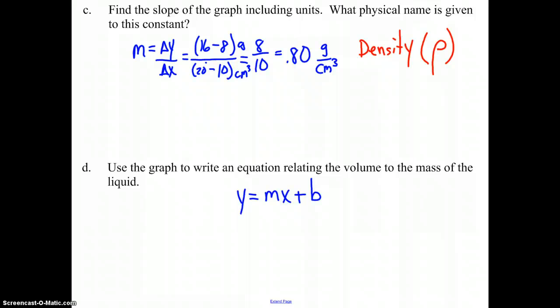Now, for the letters, we substitute what represents them. Our y data that we plotted was mass, so the letter that represents mass is little m. Our slope, we've decided, was our density, and our symbol for that is rho. On the x-axis, we plotted volume, and the symbol for that is v. Plus, our y-intercept is what b represents.